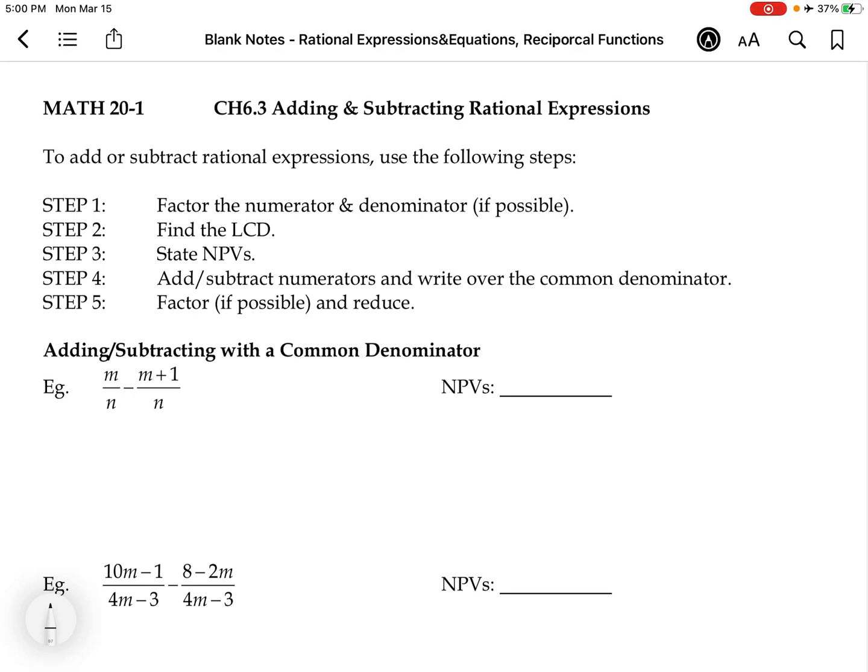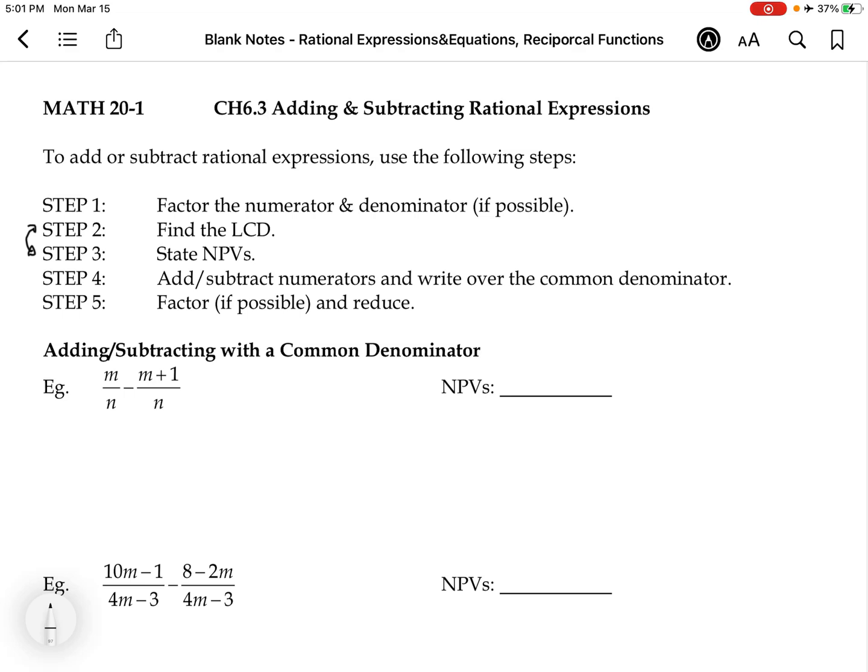Okay, now we'll talk about finding an LCD in a moment, but you can actually interchange these two steps. So I typically do non-permissibles when I'm dealing with my factoring, or at the same time as my LCD. Okay. All right, so let's look at this one. M over n minus m plus 1 over n. Okay, well, here we're subtracting two rational expressions that already have a common denominator.